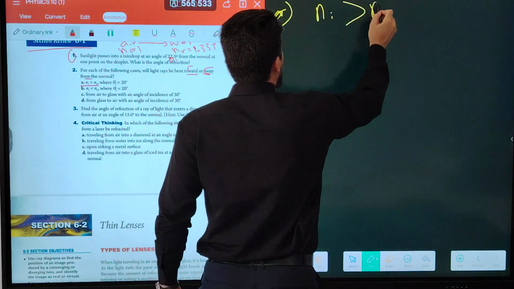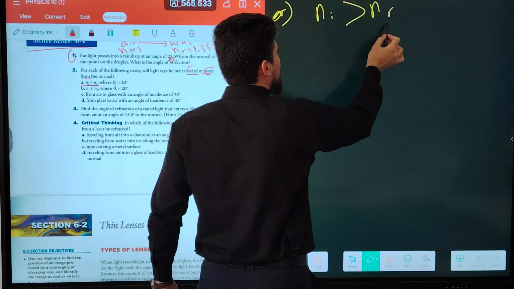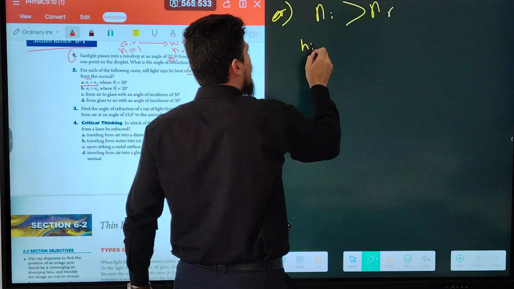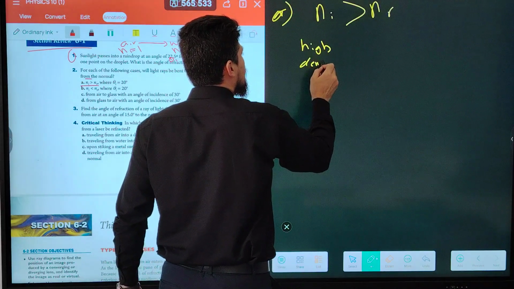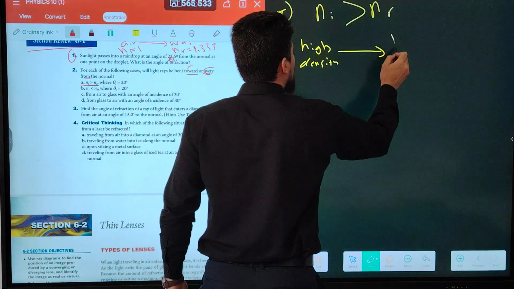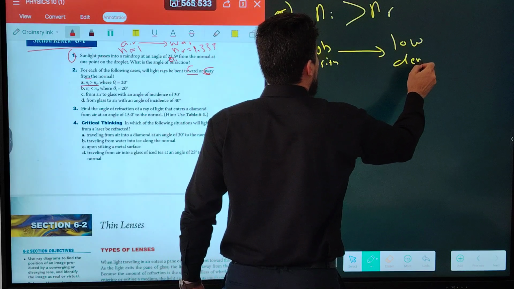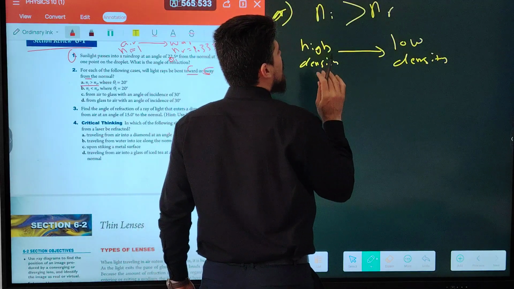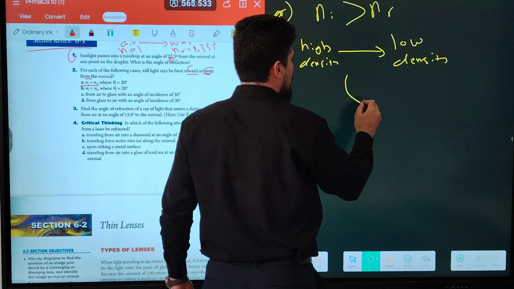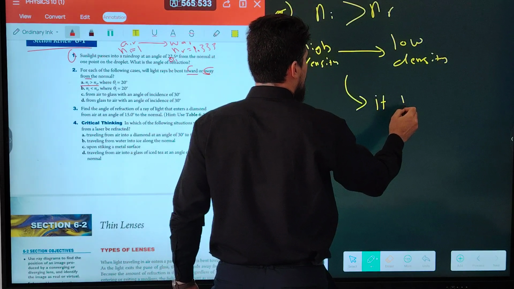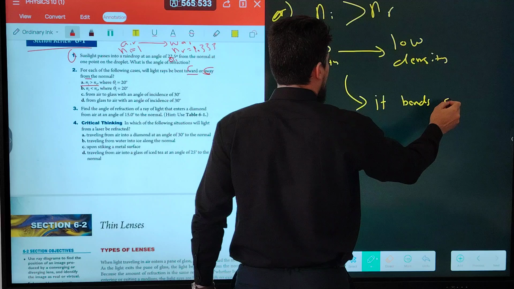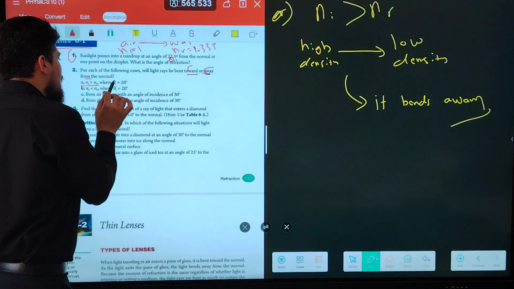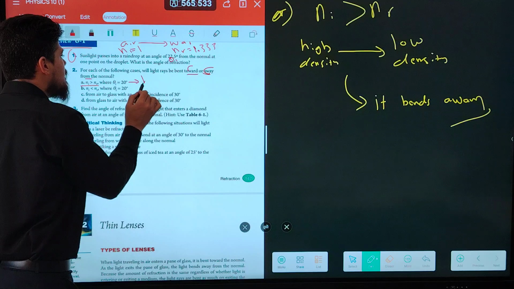When Ni is bigger than Nr, first medium, second medium, it means that light travels from high density to low density. How does light bend? It bends away from the normal. Because Ni is bigger than Nr, it bends away from the normal.